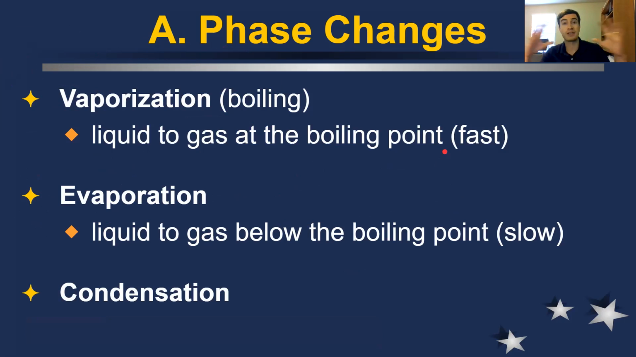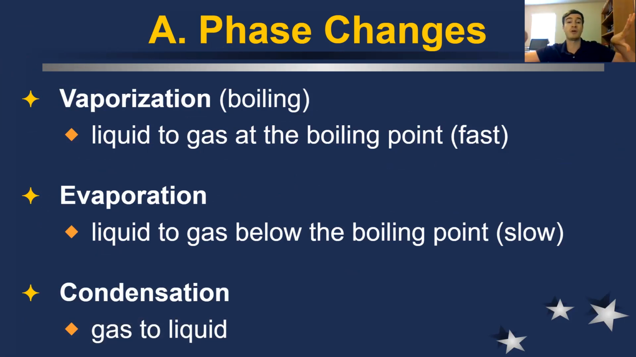If we want to take that gas and turn it back down into water, that's called condensation. So condensation is gas to liquid, taking something that's in the air, zooming around as little gas particles, and condensing down into a liquid. So this is actually what happens to create clouds and rain.